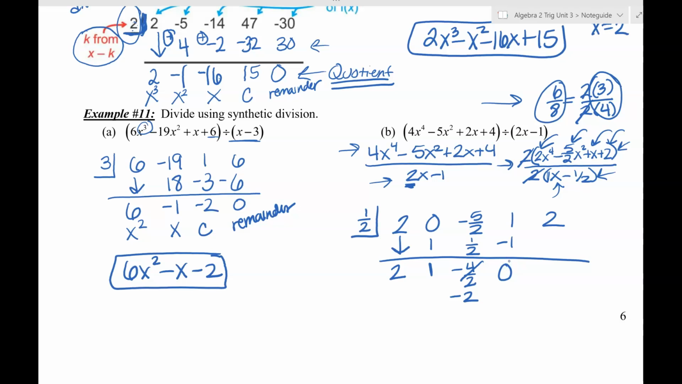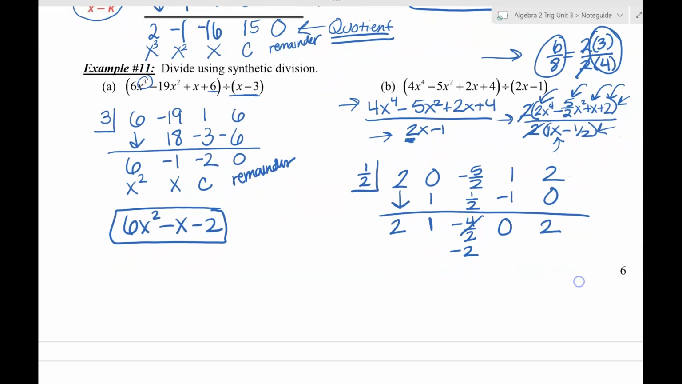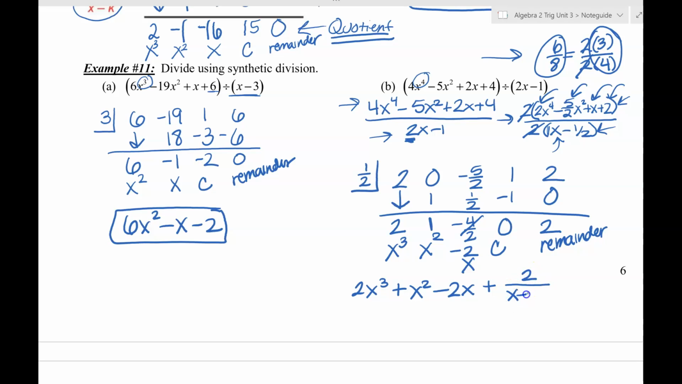Don't stop because you get a 0, you need to finish the process, so I multiply and I add the column. So in this division problem, here's the answer that I get. And again, because I started with a quartic divided by a linear term, my answer should be a cubic. So I'm kind of looking at what those terms should be. So my answer here is 2x cubed plus 1x squared minus 2x. I don't need to write the constant because it was 0, but I do have a remainder of 2 over x minus 1/2.